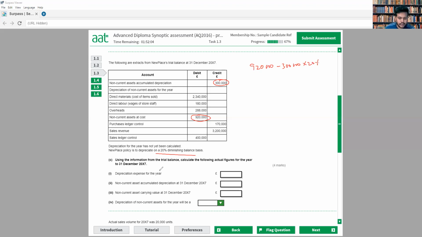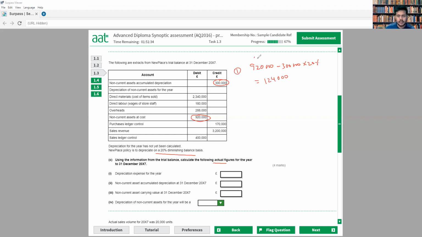Then we have a depreciation expense. Using the information in the trial balance, calculate the following figures. The actual figure. Okay, we understand. Depreciation expense for the year. How much is the depreciation? So let's try to do that. So we have 920 minus 300 times 20%, and that gives me 124,000. That's my depreciation, 124,000. Number one, we're done.